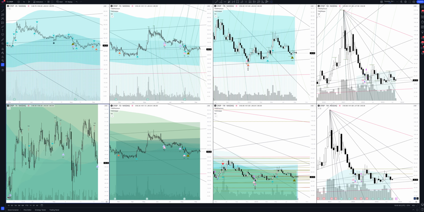Today we will take a look at CRISPR Therapeutics AG stock. Let's analyze the market situation and find out how you can make money on it. Let's start.